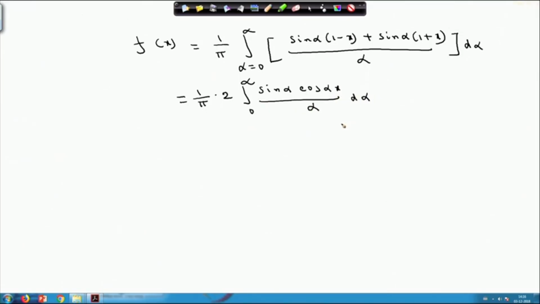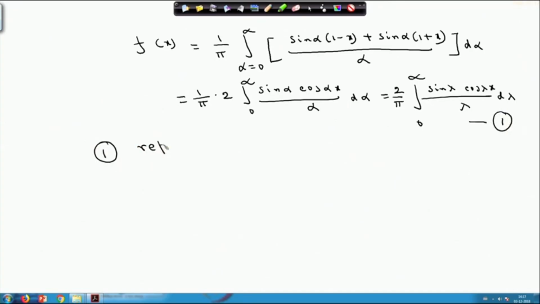I can replace alpha and simply write this as 2 by pi, integral from 0 to infinity of sine of lambda cos of lambda x by lambda d lambda. Therefore, this now represents f(x) as a Fourier integral. So, please note this one.